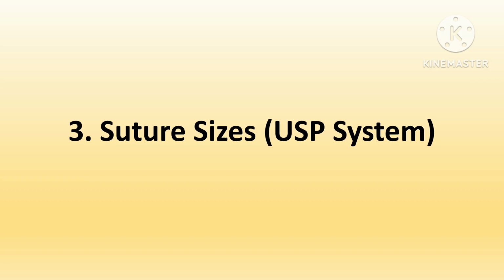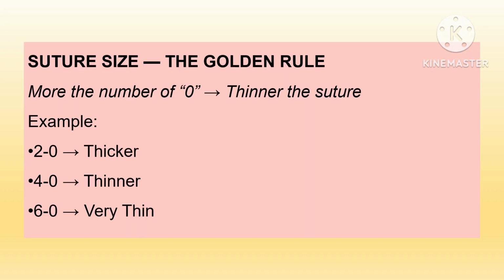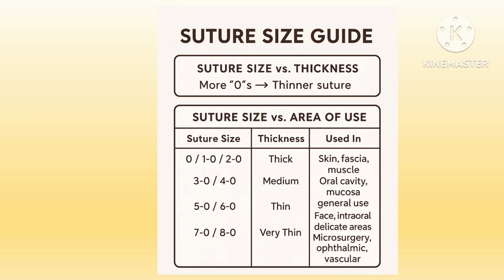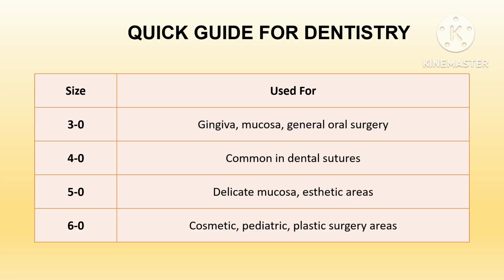The size is written using the numbers 3-0, 4-0 or 5-0, that is, zeros. It might seem confusing at first, but here is a key. The more the zeros, the thinner the suture. So for example, 5-0 suture is thinner and finer than 3-0 and has less tensile strength in comparison to the suture with the 3 zeros.